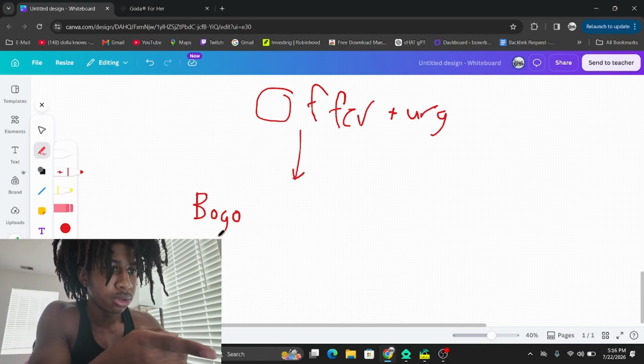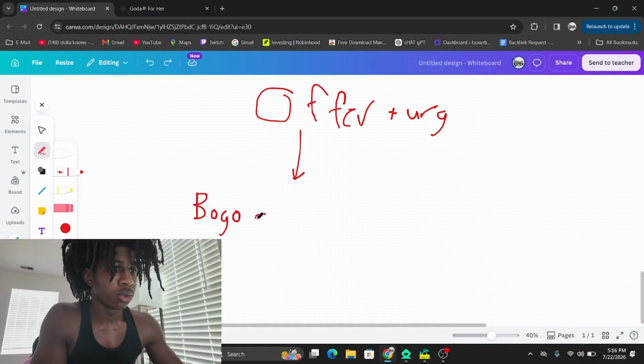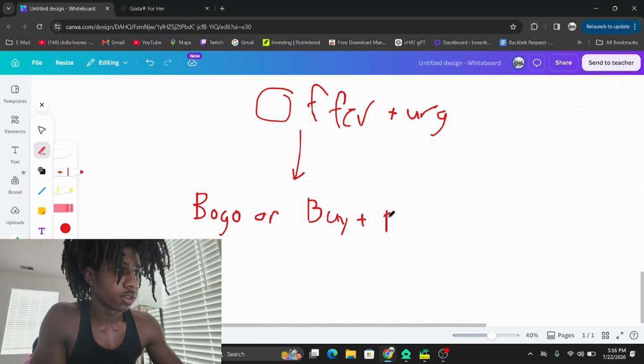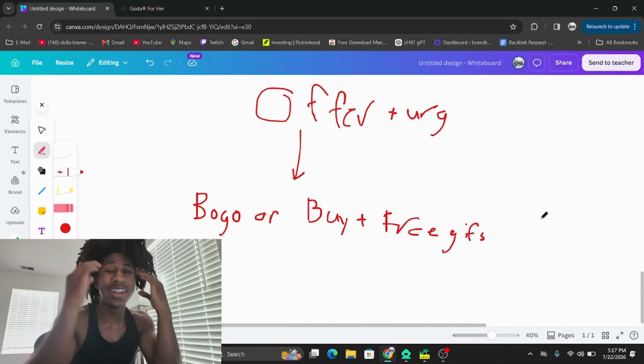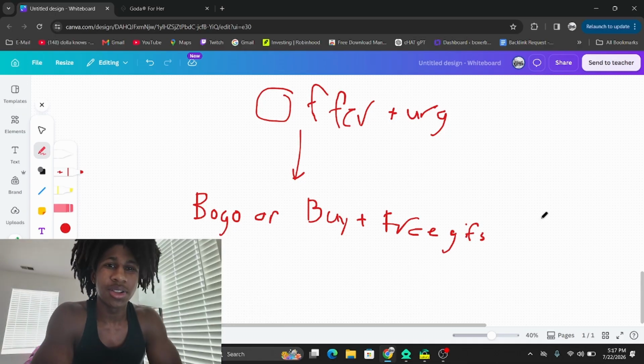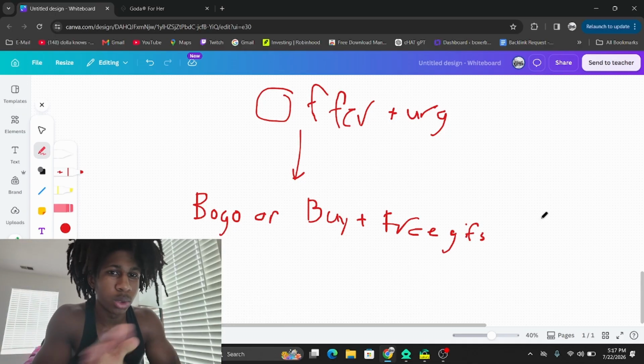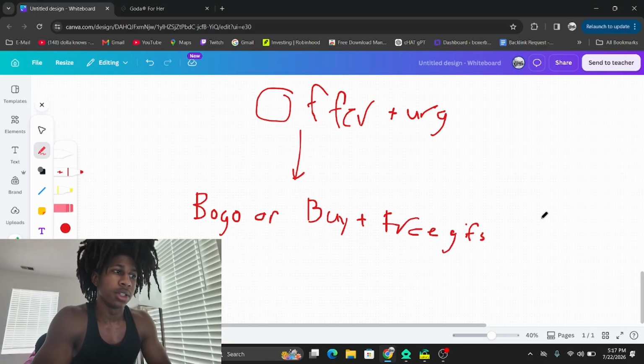The other offer, I run two offers. I have a BOGO, and then we do buy plus free gifts. Oh, this looks terrible. I don't know, bro, I'm not good at writing on a computer. That just looks bad. But okay, so you got buy whatever number of your product you're trying to sell them, plus free gifts, right?